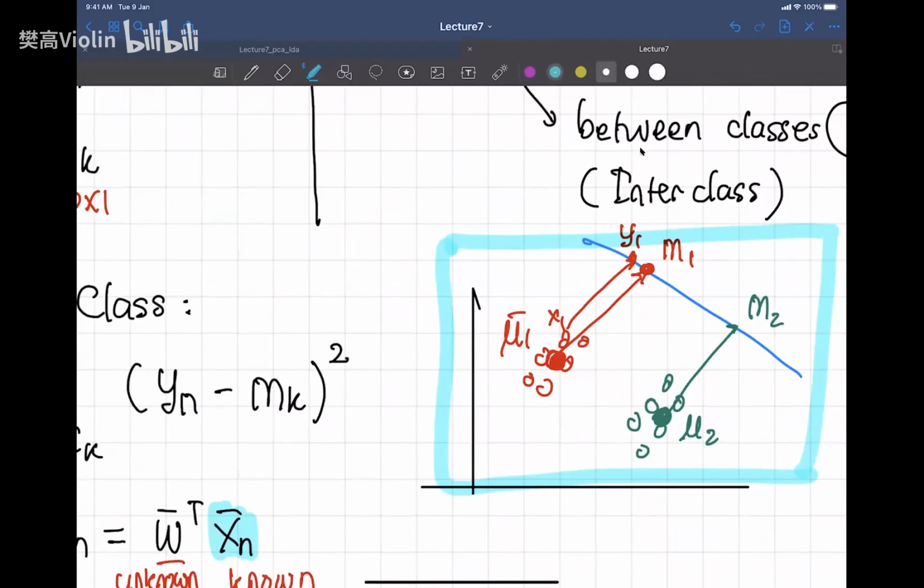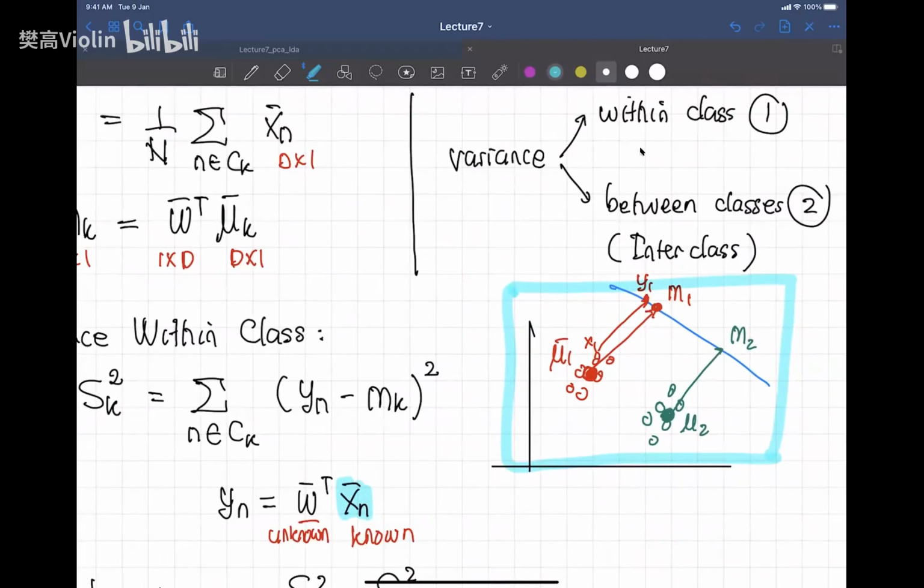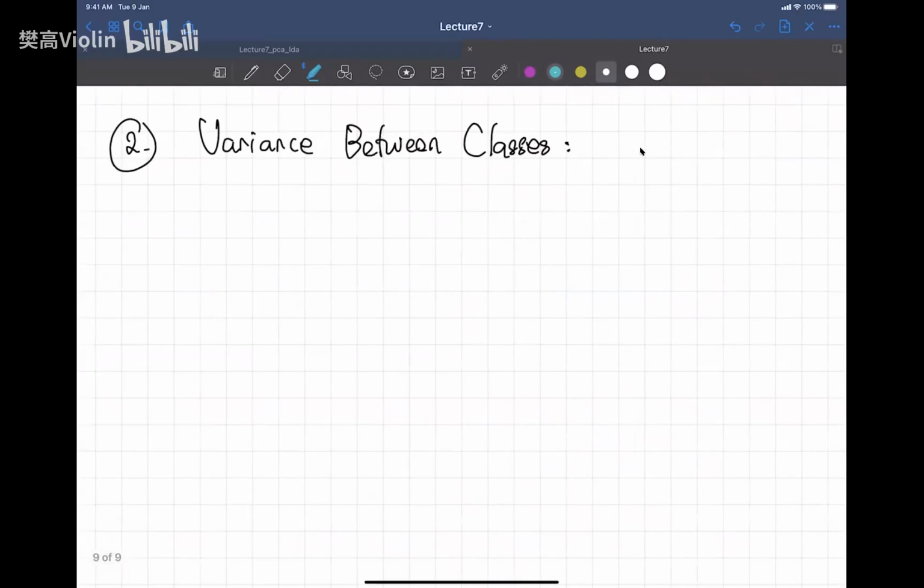Yes, M2 and M1. So that's correct. So we want to maximize between M1 and M2. The distance between M1 and M2, we want to maximize that. So variance between class that we want to maximize means that we want to maximize B square, with B square is (M2 minus M1) square.